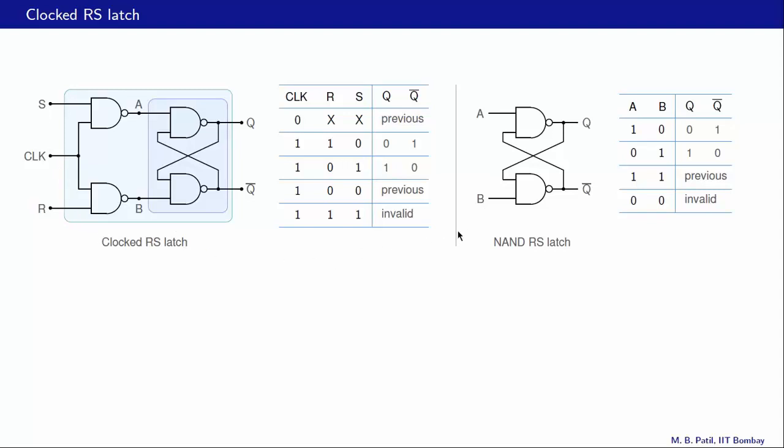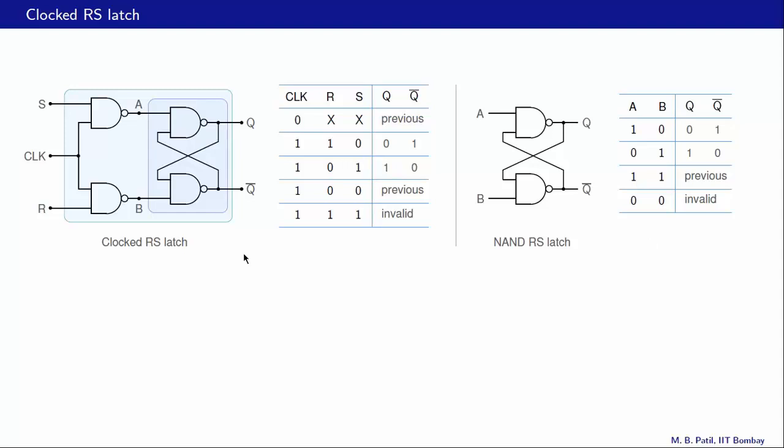Now in terms of these inputs, the operation of this latch is described over here. When A is 1, B is 0, Q is equal to 0. When A is 0, B is 1, Q is set to 1. When both are 1, then the latch holds its previous state. There is no change in Q or Q bar, and A equal to B equal to 0 is invalid, as we have seen earlier.